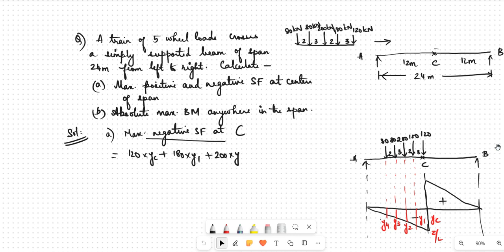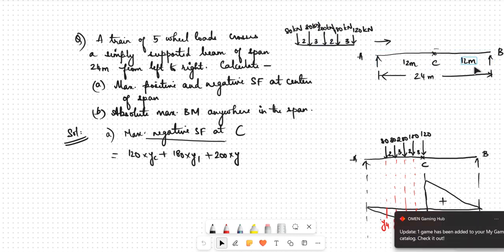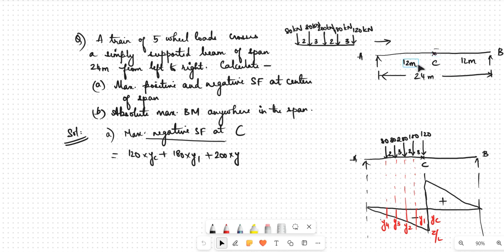So the figure is already here. You can see this is a simply supported beam. You have a 24-meter span, and exactly at center, a point C is located at 12 meters from A, mid span. And this is a set of 5 wheel loads starting with 120 kilonewton. Then you have 180 kilonewton, 200, 80, and another 80. Spacing is also shown. So the loads are moving from left to right on this beam.